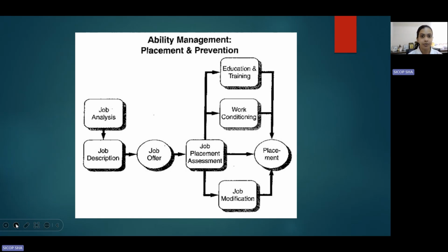After job placement, the worker is again reassessed and checked. We check for their education and training, which is specifically required for their job. Work conditioning is done in case of any injury or if they need to meet a particular amount of physical demand. And lastly, based on their work, if any job modifications are required, they are made in the end.